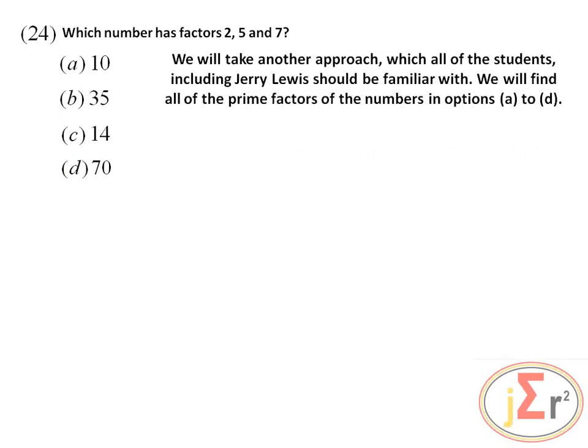So, we have other approaches that we can take. We are going to take another one. We will take another approach which all of the students, including Jerry Lewis, should be familiar with. Right, Jerry Lewis is saying that he's familiar with it, but he's not comfortable with it because it's too long. Alright. So then, we will find all the prime factors of the numbers in options A to D.